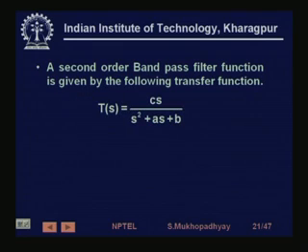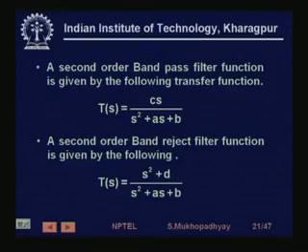Similarly, you have a band pass in which you can see that if s tends to 0, then also this gain tends to 0. If s tends to infinity, then the s squared term becomes dominating. So this becomes cs by s squared, so again it goes to 0. So on both sides, for very low values it is 0, for very high values it is 0. In between it has a gain. Therefore it is band pass.